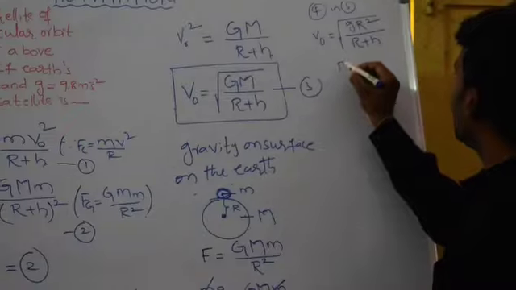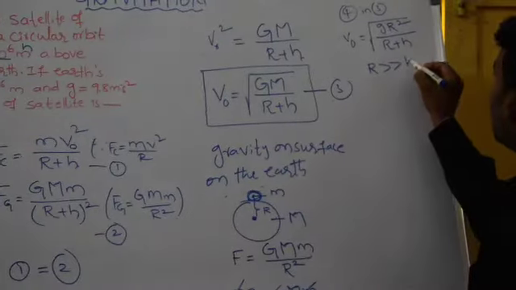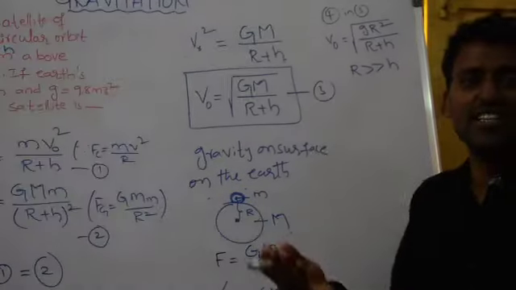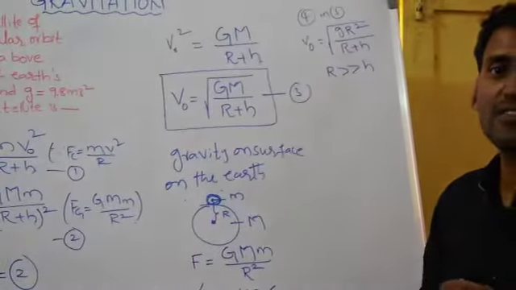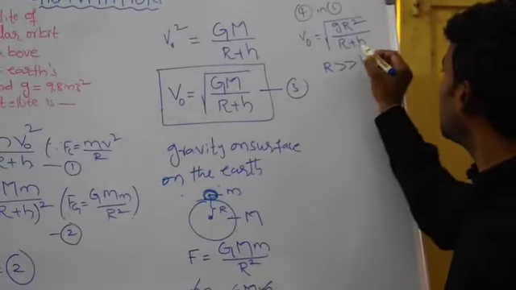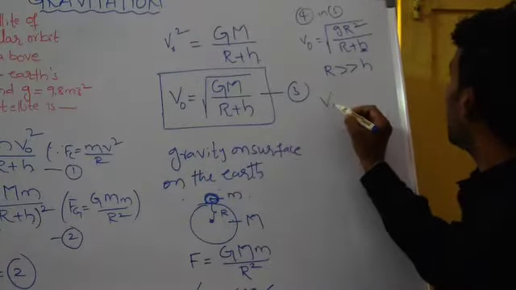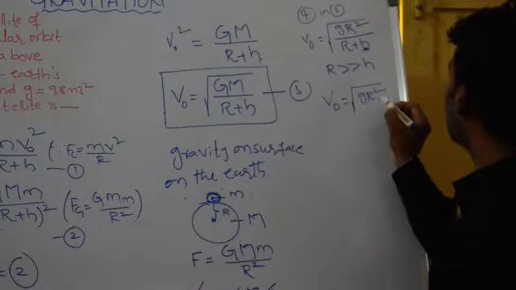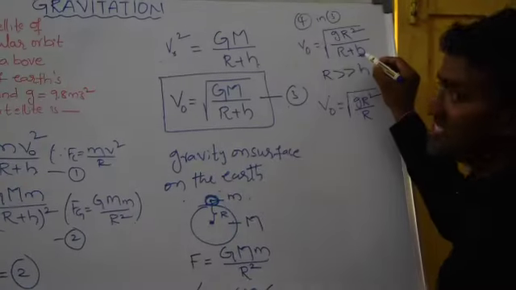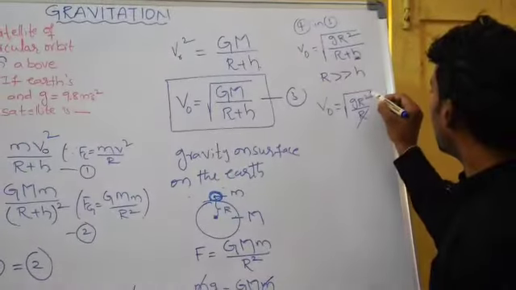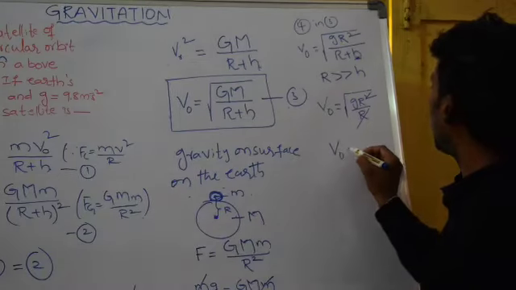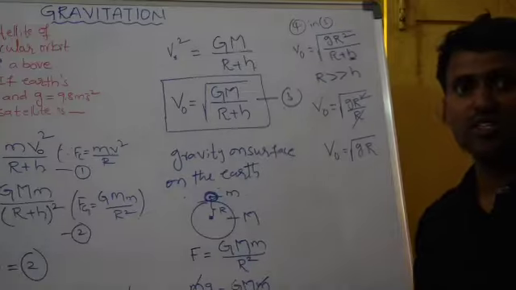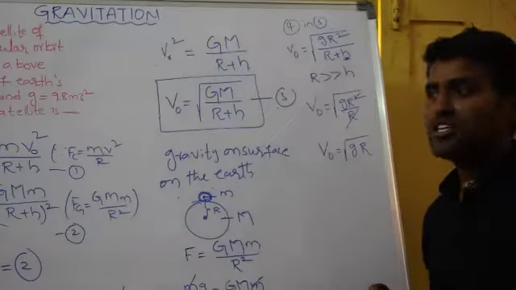For example, R is very much greater than H. If R is the radius of the earth, it is very much greater than the height of the object from the surface of the earth, at that moment H is negligible. So V naught is equal to under root of g R square divided by R. Here H is negligible, so R square and R get cancelled, means V naught is equal to under root of g into R.